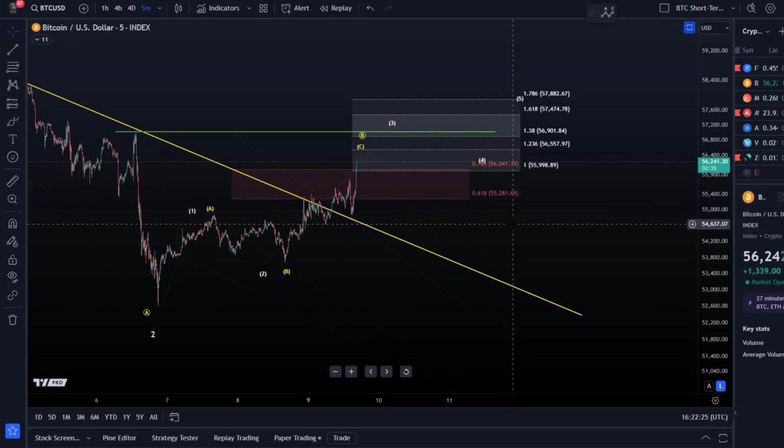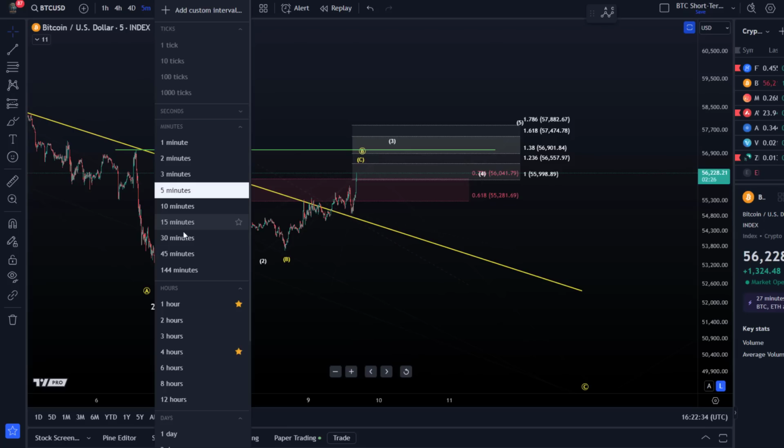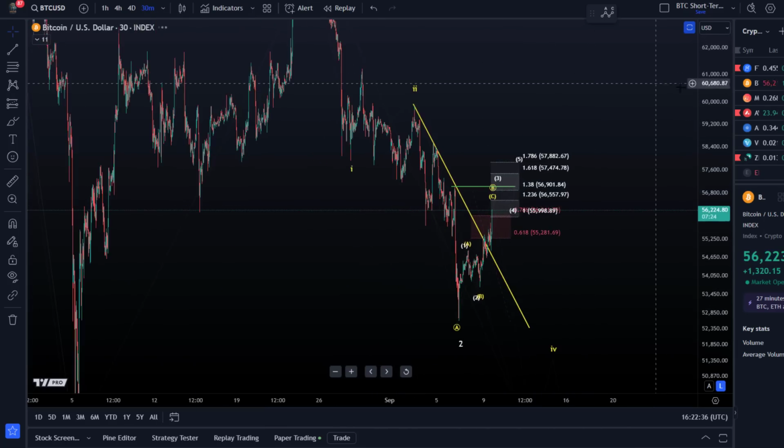Bitcoin has reached the next upside target that we talked about in the previous video. So it's time for an update. I'm going to zoom out. I'm actually on the 5-minute chart, which is a bit crazy. So let's go to the 30-minute chart.